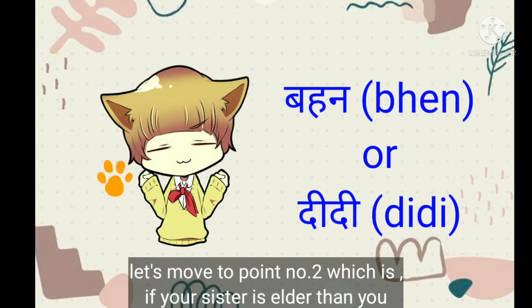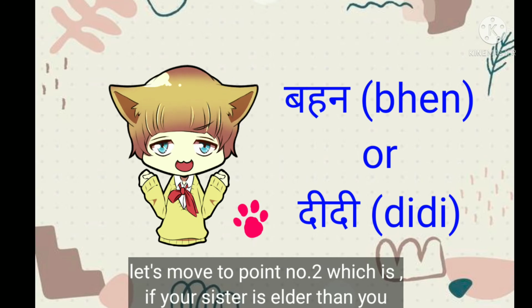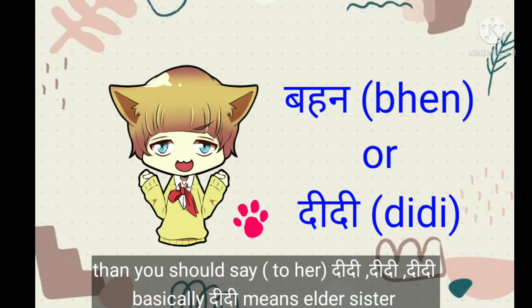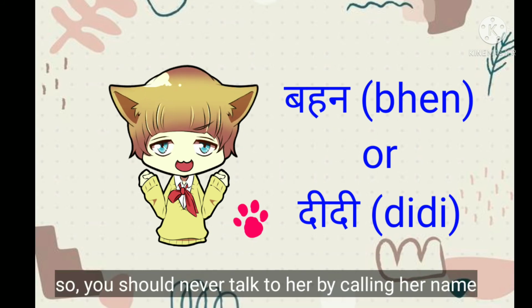Let's move to point number 2, which is if your sister is elder than you, then you should say didi, didi, didi. Basically, didi means elder sister. So you should never talk to her by calling her name.